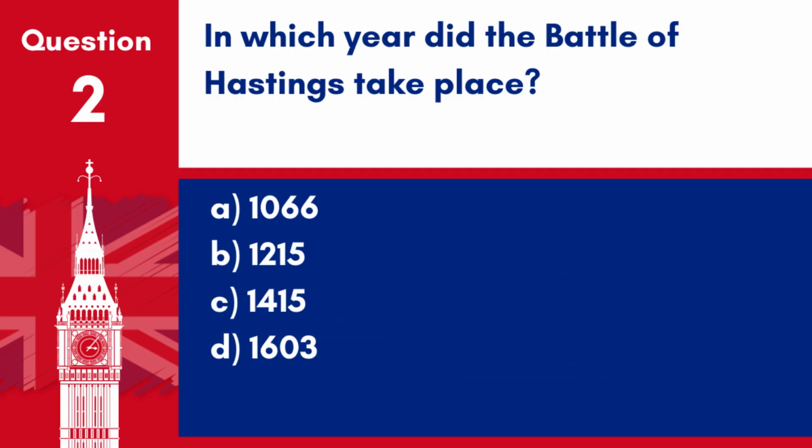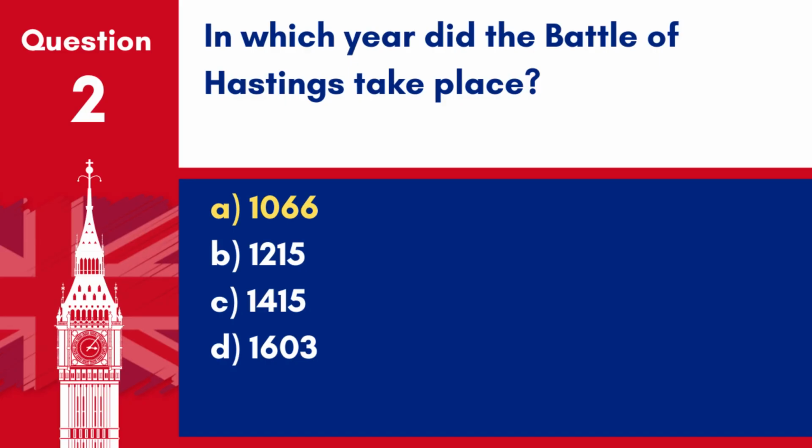Question 2. In which year did the Battle of Hastings take place? A. 1066. B. 1215. C. 1415. D. 1603.